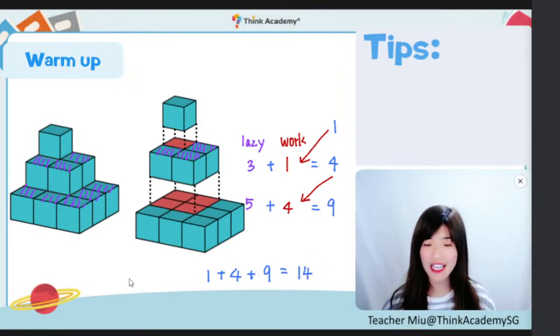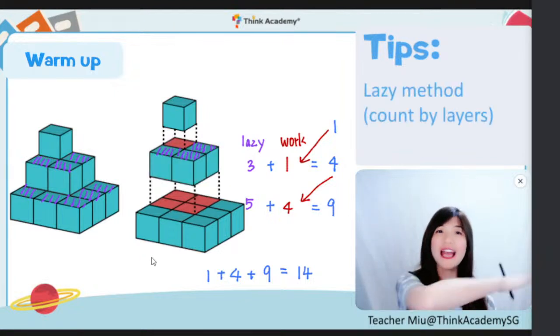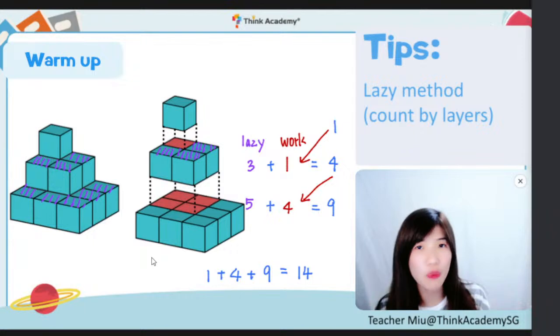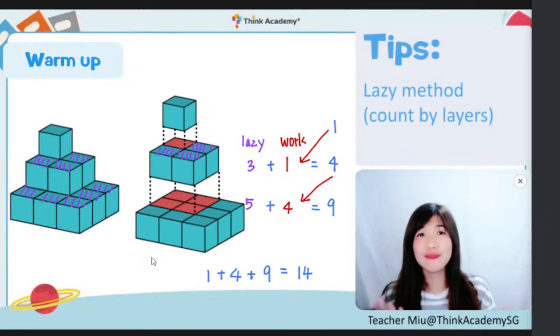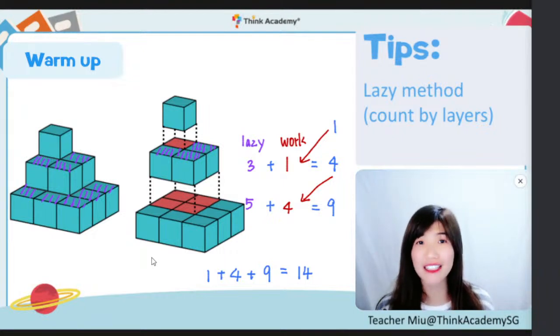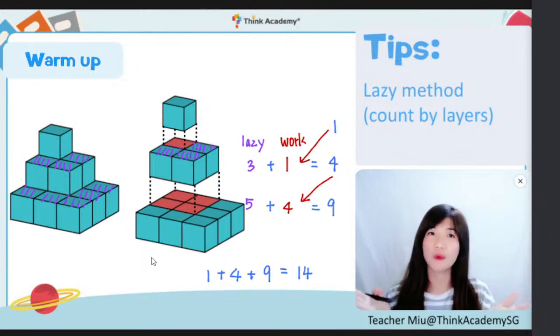So this is actually one way we call the lazy method. We count by layers. So when you are doing the competition, you can just choose the way that you're familiar with and the way you like. Some of you might like the boatman method, try to do it column by column. Some of you might like the lazy method, do it layer by layer. Either way works.